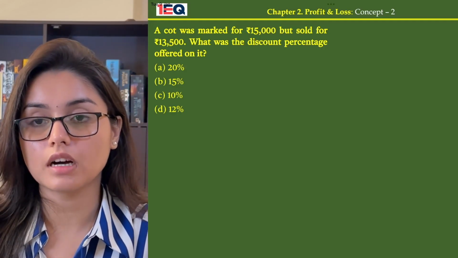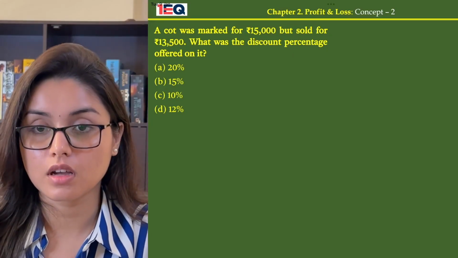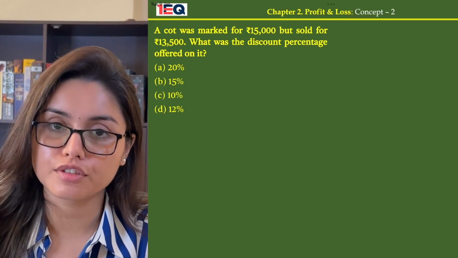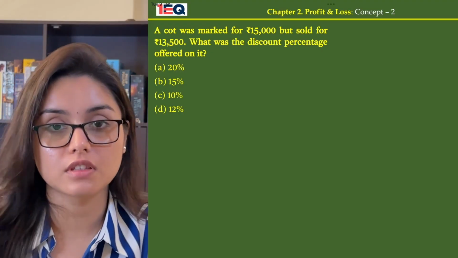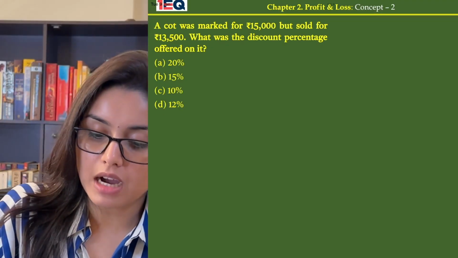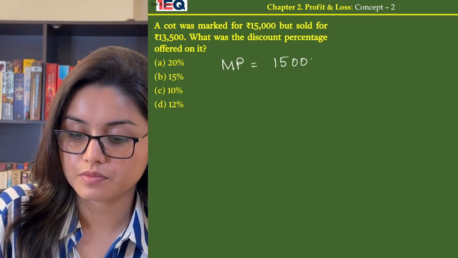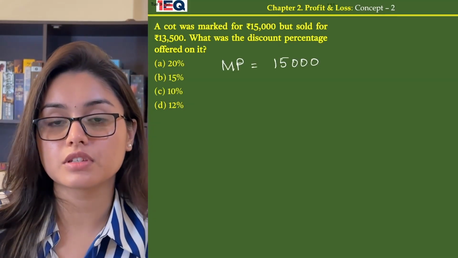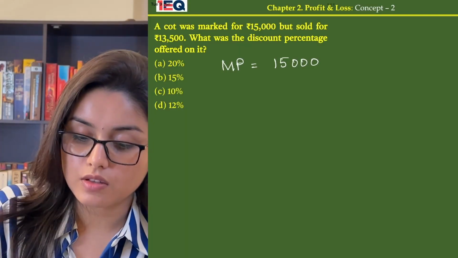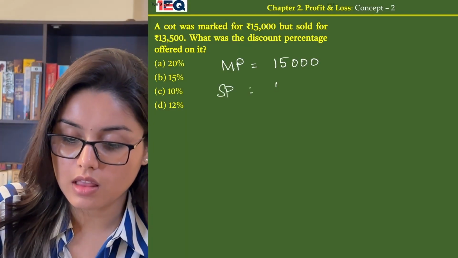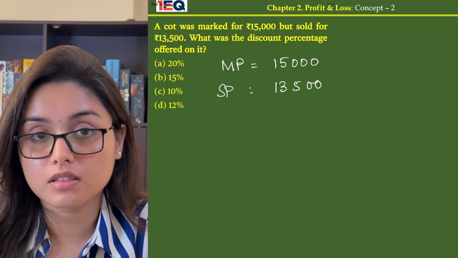A cot was marked for 15,000 but sold for 13,500. What was the discount offered on it? In the given question, we know that the marked price of the cot was 15,000. So, my marked price equals 15,000. And the next information given is that my selling price is 13,500. The selling price equals 13,500. We need to find the discount percentage.